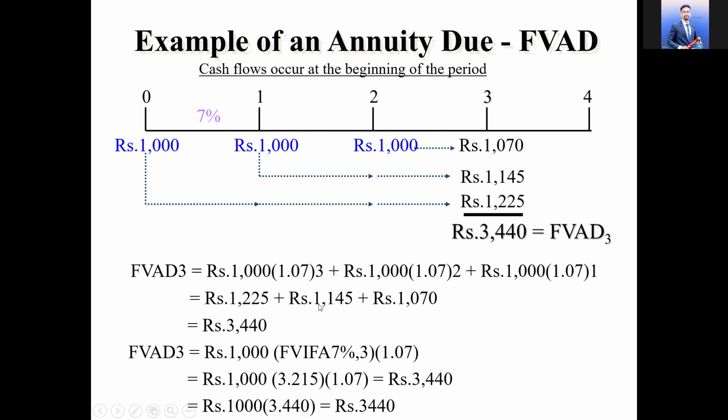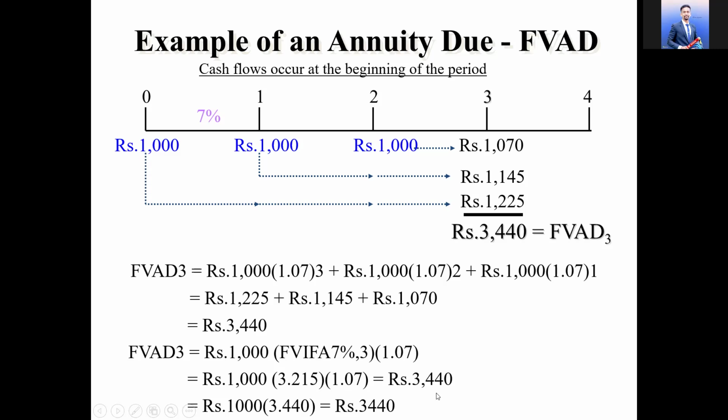Or you can go to the annuity due table, which shows 3.44 as the factor, and multiply by that, and you can get the answer. Or you can use the ordinary annuity table and multiply it by the additional factor 1 plus i, and you can get this value.